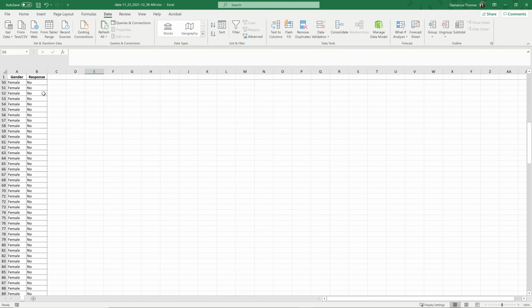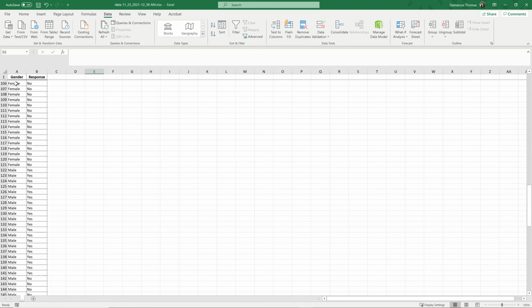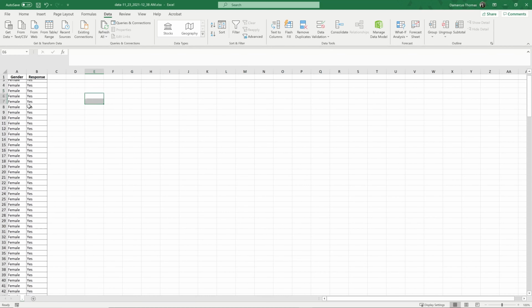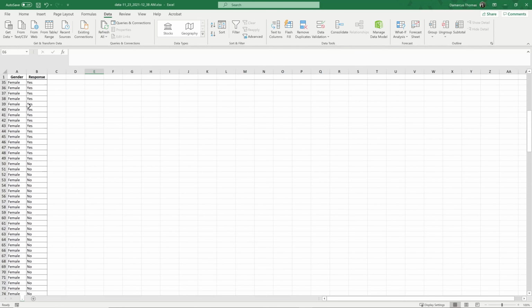All right, so now we can count up all the females. There's a total of 120. Actually, we can subtract 1 because we're starting at 2, there's a header. So there's 120 females, and out of the 120 females, 48 of them said yes. So that's 48 out of 120.